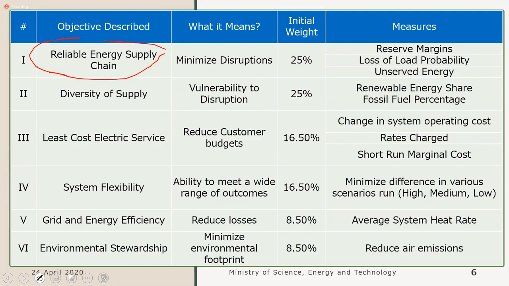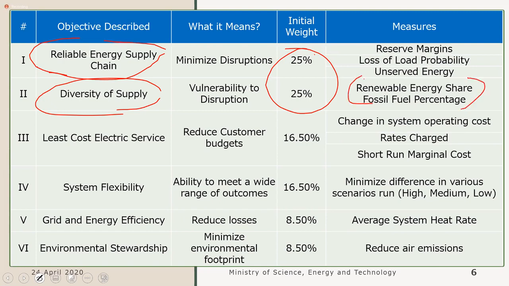But also, because the IRP not only looks at renewables, part of the reliability chain here speaks to our use of things like LNG. So we are diversifying our supply to ensure that we are not overly dependent on any one fuel type. So reliable energy supply chain and diversity of supply, note together, those represent 50% of the considerations for the IRP. So you're now looking at increasing renewable energy. Key component of what we have here.